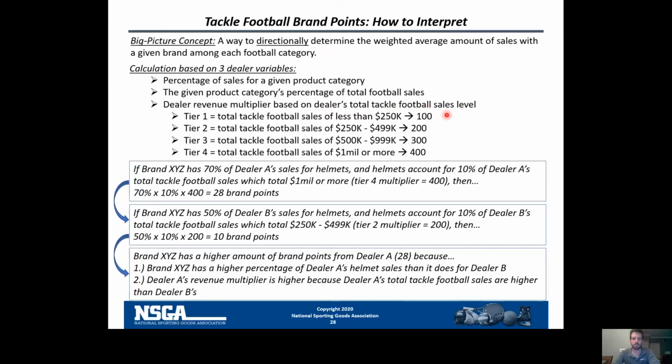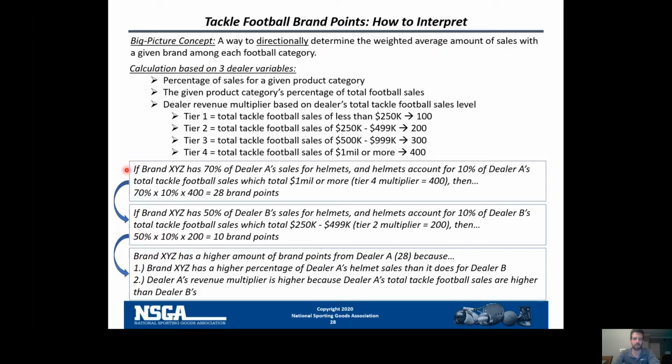Okay, and as you can see, we have four different revenue multipliers here that increase as total sales for tackle football for the dealers increase as well. So having a percentage of sales from a bigger dealer, the ones that are more towards the bottom here, will carry more weight than having the same percentage of sales from a smaller dealer up at the top here. Okay, so that's kind of how the revenue multipliers come into play here.